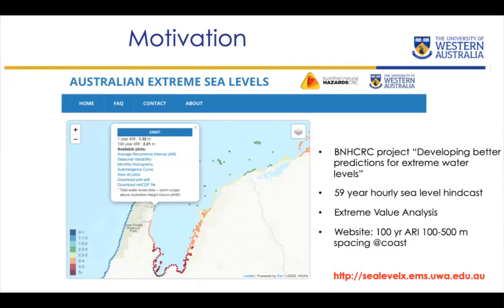Now, just to see what you get on the website, if you zoom in and click anywhere on the coast, you get high resolution points containing 100-year ARIs around the coast and a number of plots. So return period curves, some time series information, and also you can download the data for any points and also for the same analysis done to tide gauges around the coast.